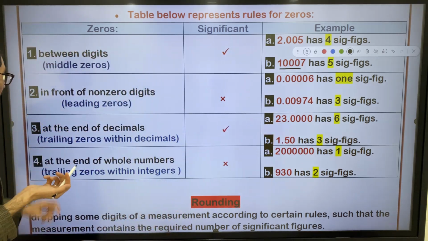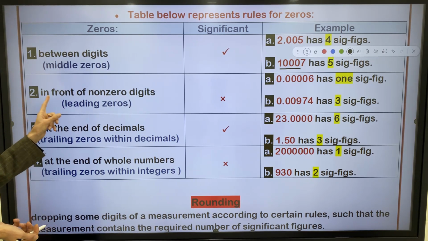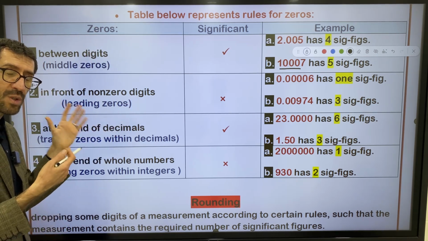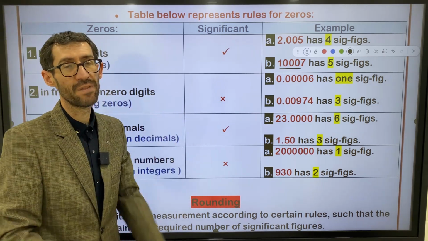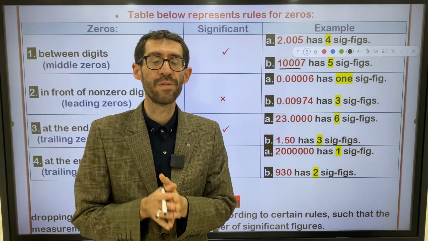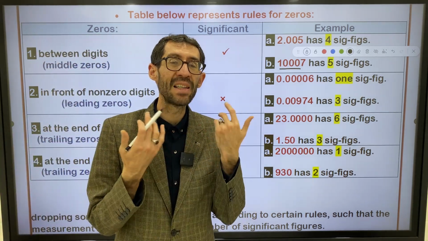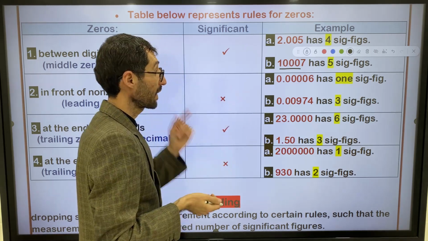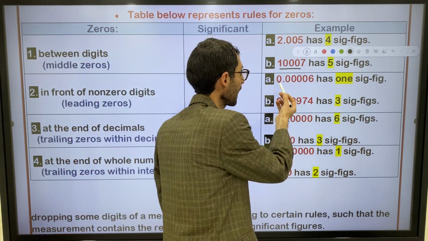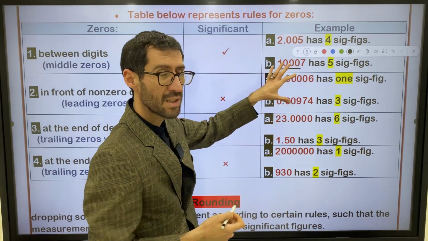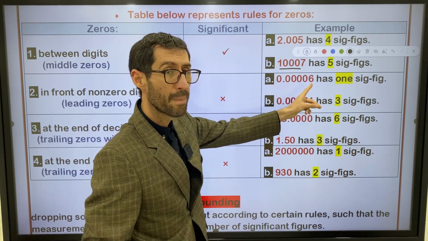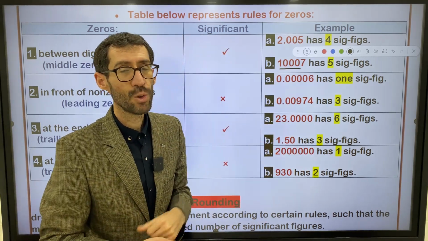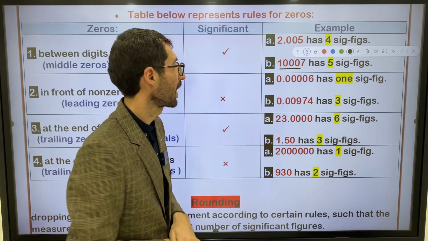Let's move on to another note. Number 2, another rule. Zeros in front of non-zero digits, or in other words, leading zeros, are not significant. So zeros in front of the figures are not significant. We don't count them as significant figures. So here, we have this number, 0.00006, which has only one sig-fig. I told you sig-fig is the abbreviation of significant figure.